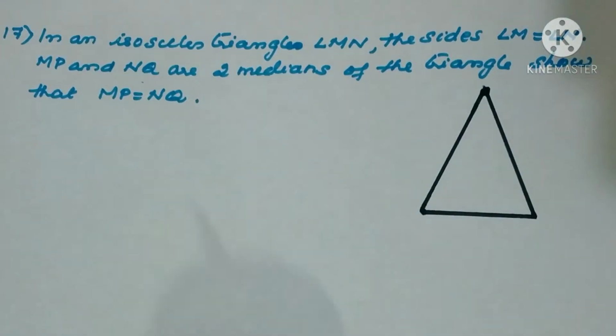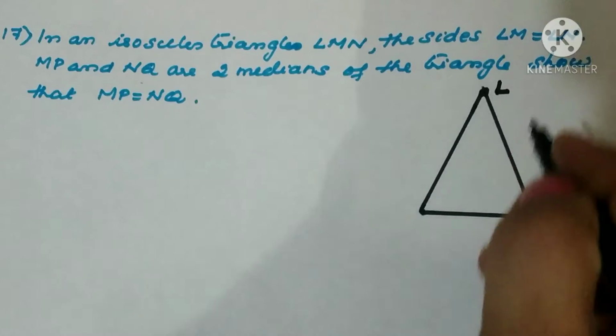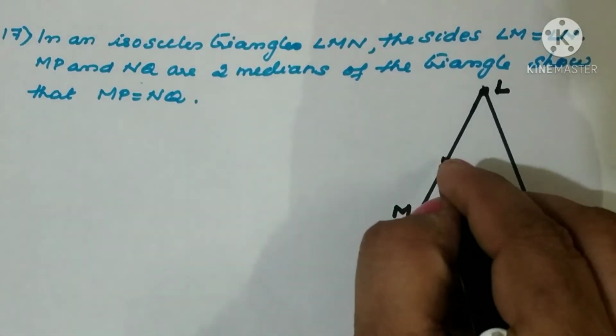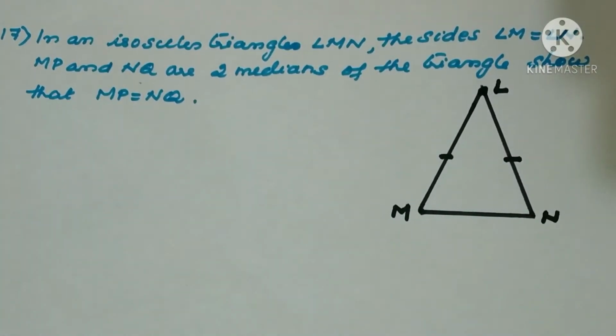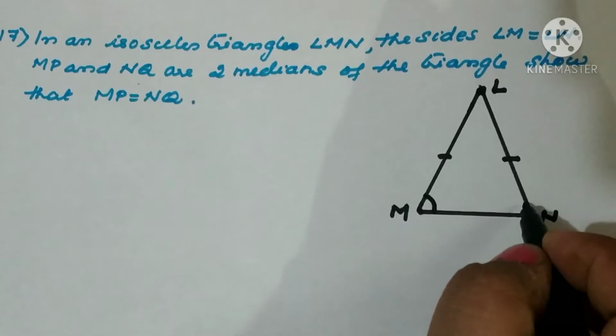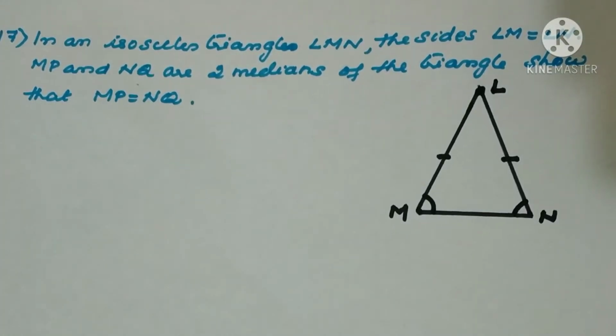LMN is the isosceles triangle. The sides LM equal to LN. So L here, M, N. So LM equal to LN. As you know, if it is an isosceles triangle, the angles opposite to equal sides are also equal. So this is an application only. We are marking directly so that after the diagram you may not get confused.